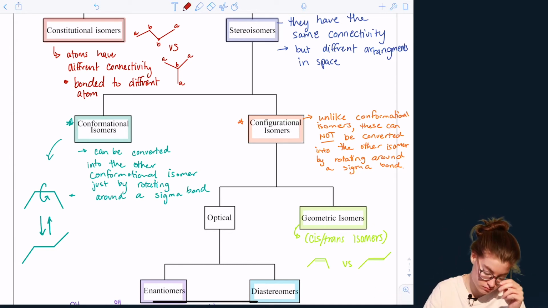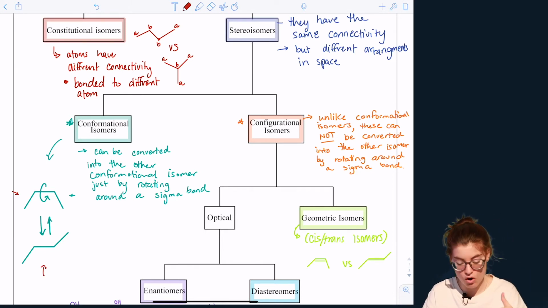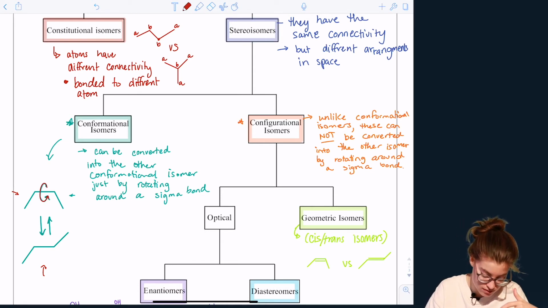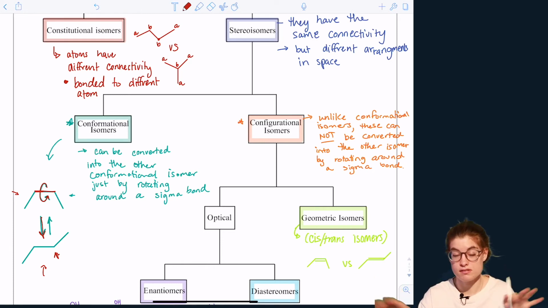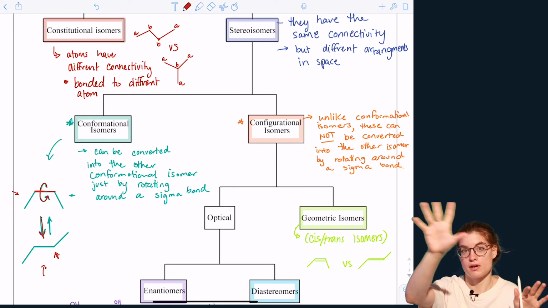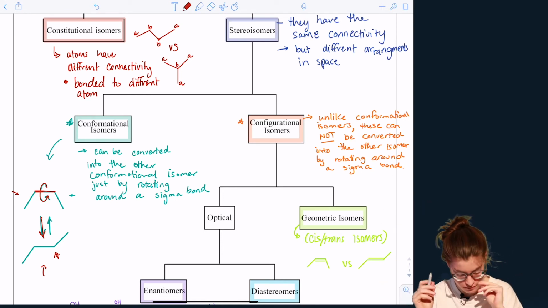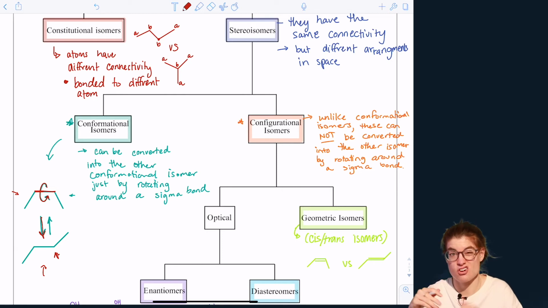So let's look here in green at the conformational isomers. Here is an example. We have this butane molecule, and here we have another butane molecule. If we rotate around this sigma bond, we will turn into this bottom isomer. So really they're the same molecule. The only difference between them is the rotation about that sigma bond, and that rotation will put the different groups in different spatial arrangements. Configurational isomers, on the other hand, are stuck. There is no rotation for one reason or another.